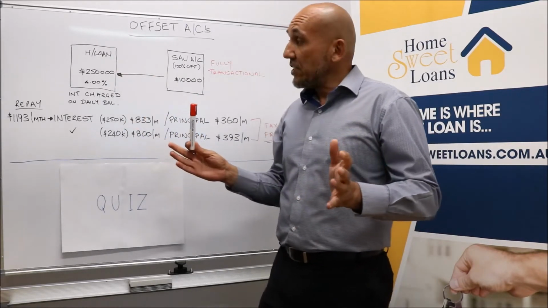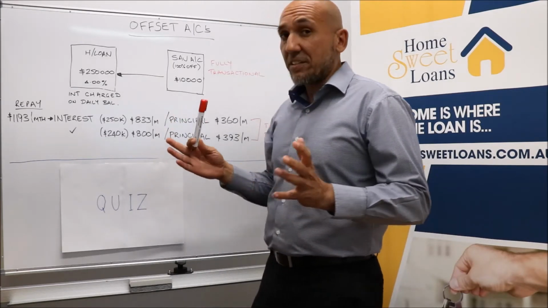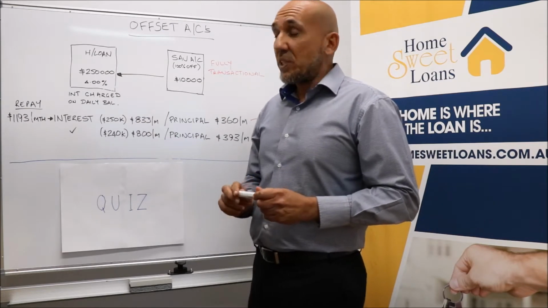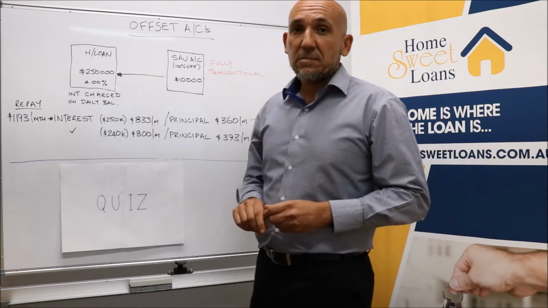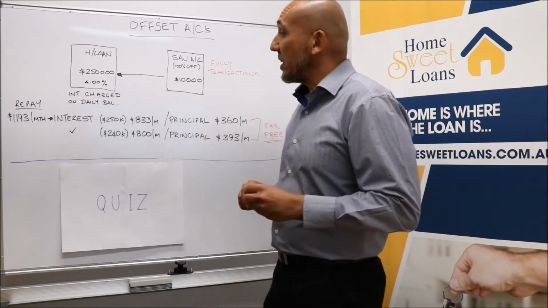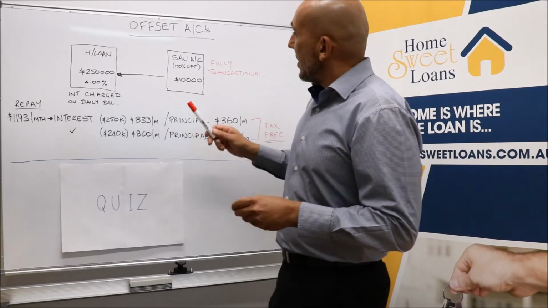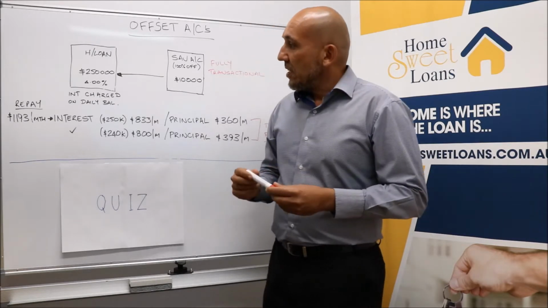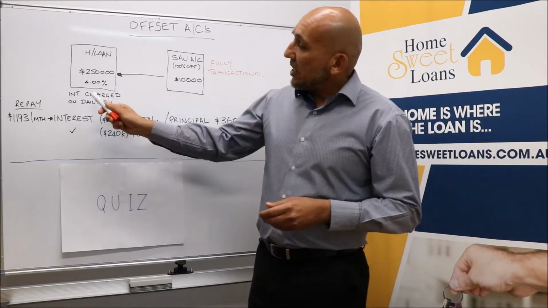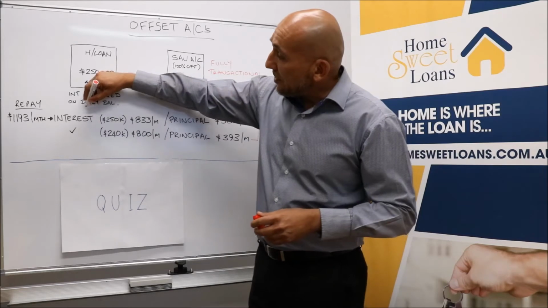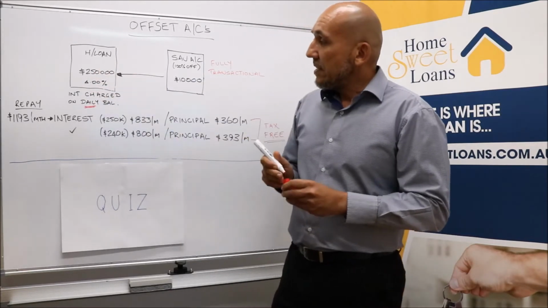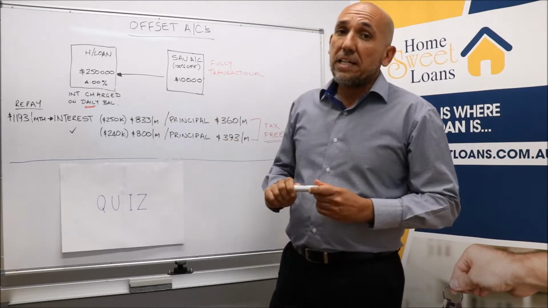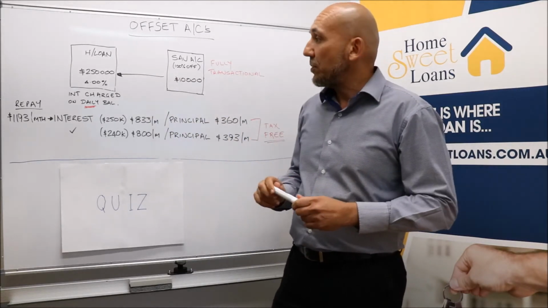So for example purposes, and because I like nice round figures, you have a loan of $250,000 with an interest rate of, let's call it 4%. Some of you will be on a little bit more, some on a little bit less, but nice round figure. Assume you have $10,000 sitting in your savings account. What happens is, with your home loan, the interest is charged on a daily balance. Okay? So every day, the balance of your home loan, the interest is calculated, and then it's added on and taken out monthly, or fortnightly if you pay fortnightly.